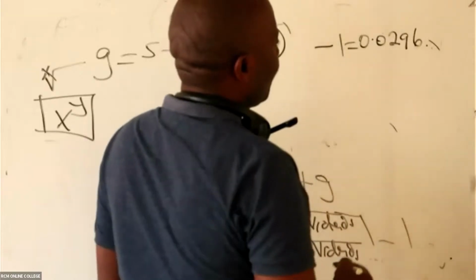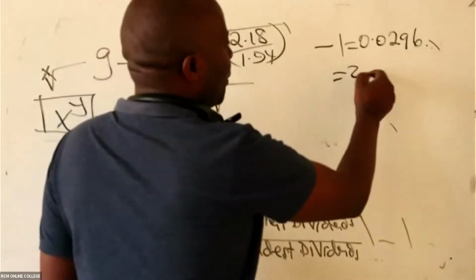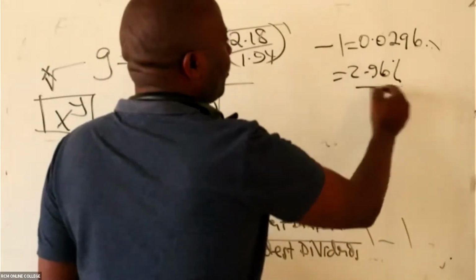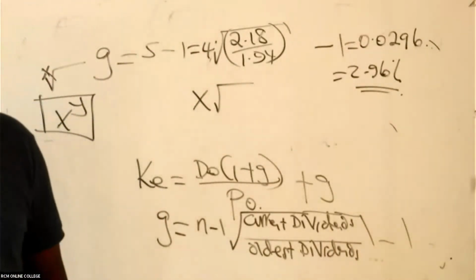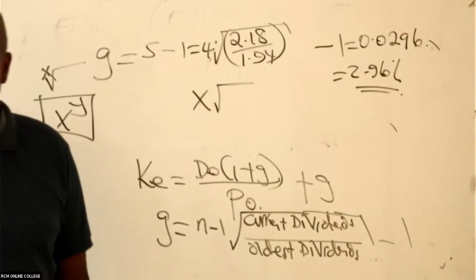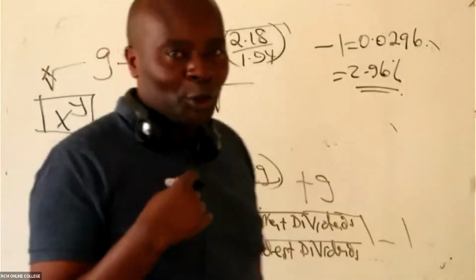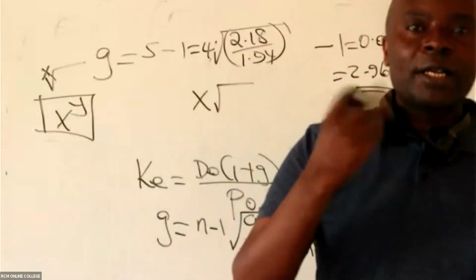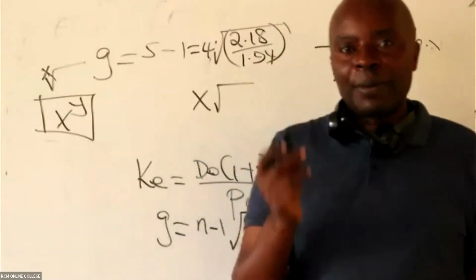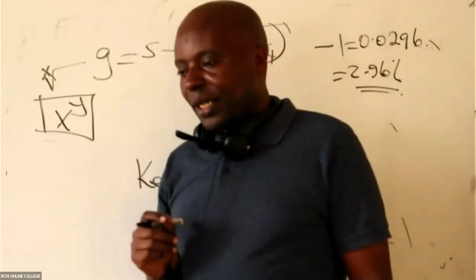0.0296 is the same as 2.96%. Anybody who is able to get that growth rate? Remember, in this class, you don't get the growth rate, it's my work to show you. You need to just be very honest and say, I've not gotten it. But also remember that you must have a calculator, a good calculator.